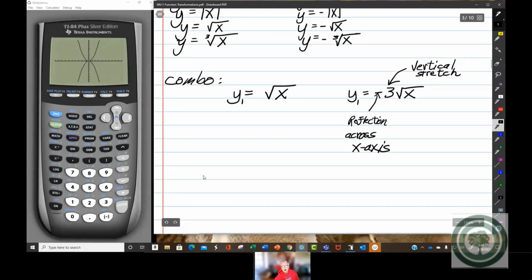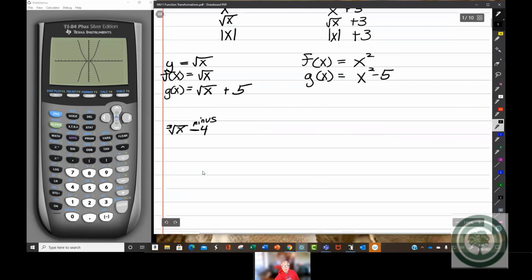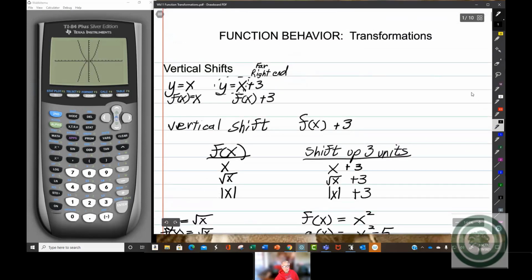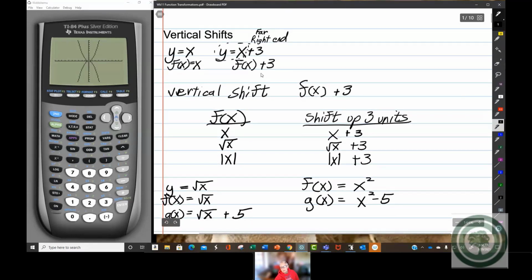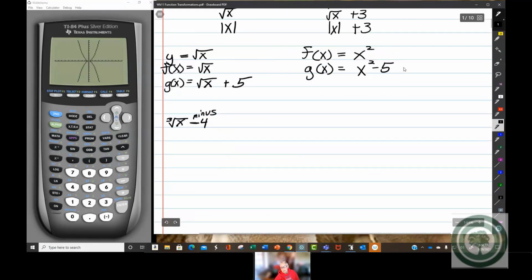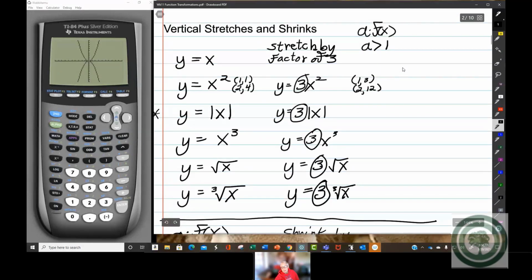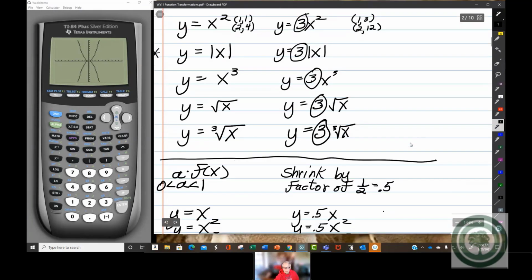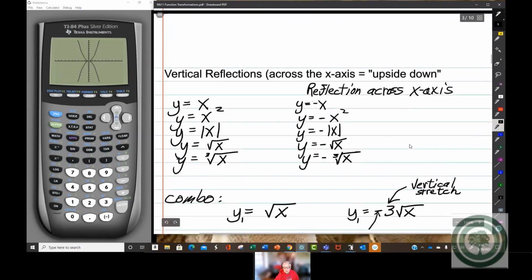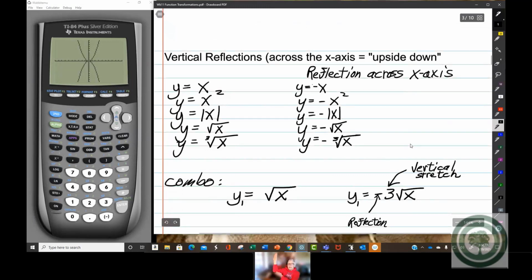Okay, so those are the vertical transformations. We have a shift up and down. We have a stretch and a shrink vertically. Vroomp, vroomp. And we have a vertical reflection, kaboom, upside down.